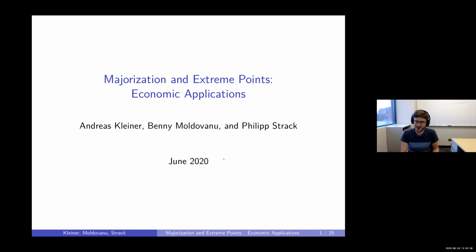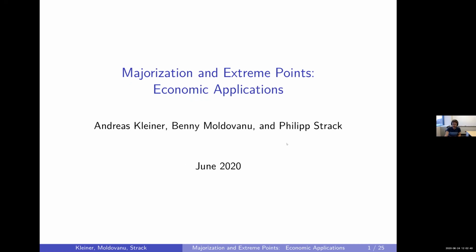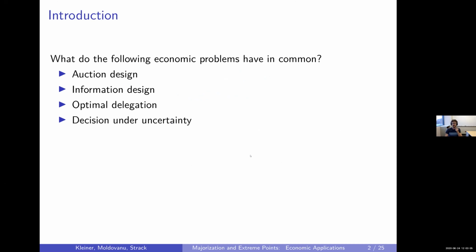This paper is joint work with Benny Moldovanu and Philip Strack. It's called Majorization Extreme Points with Economic Applications. The starting point for the paper was that we discussed our recent work, what we've been working on, and what we've been reading, and we realized that many of the topics somehow seemed connected, but we couldn't figure out what precisely the connection was. So we started to look into that.